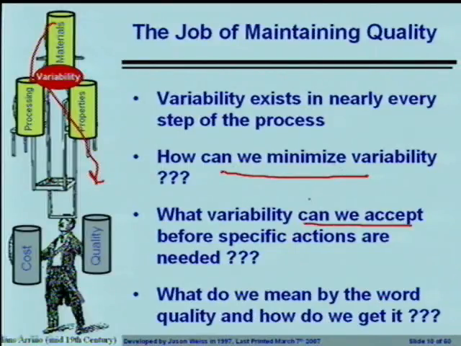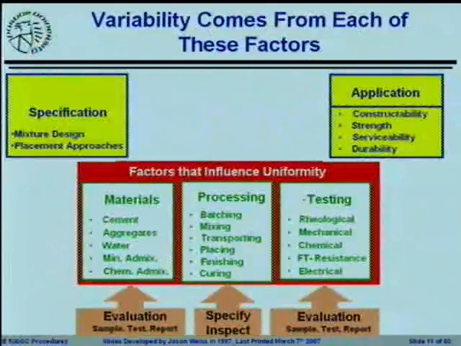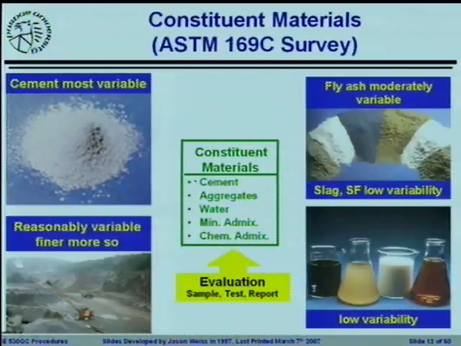The question is, how do we minimize this variability, and how do we live with the variability that we have? How much variability can we accept, and what are the specific actions that we're going to take to start doing some process control? Now, as I mentioned, there are lots of steps in the process where variability can creep in. Specifications will tell you something about mix design and placement. The application will tell you what the properties are that are needed. But along the way, you've got materials, 4, 5, 7, 9 different materials being mixed in every single time. You've got processing, the aggregates being handled, the concrete being batched, it being taken to the site. You've got testing, which has its own variability. So each one of these steps is going to bring in a little bit of uncertainty.